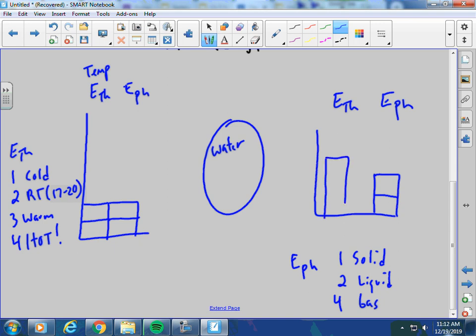It could be 3. I didn't say how much energy I added. It could be 4. So like I said, you might have a slightly different number of blocks compared to another student. It doesn't mean you're wrong or they're wrong. You can both be right. So that would be like heating it. Maybe I heat it to hot.